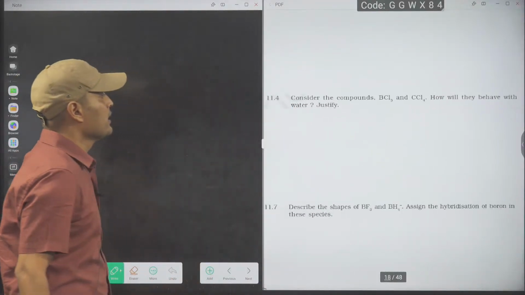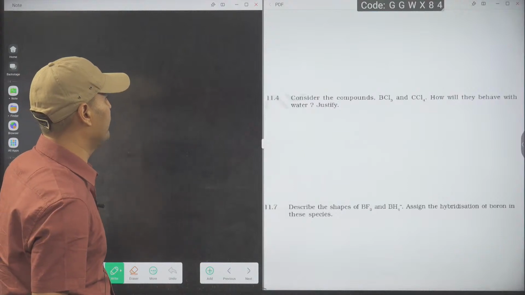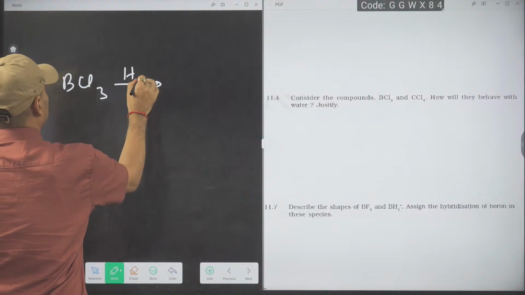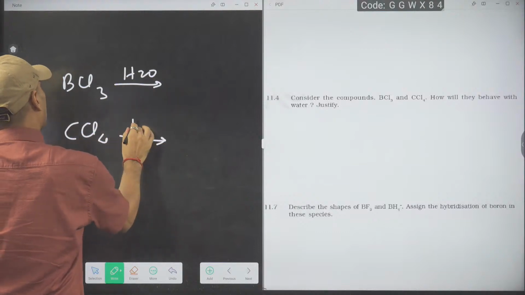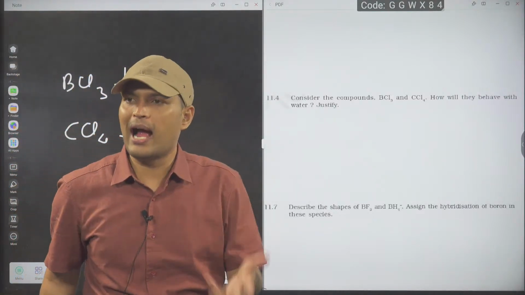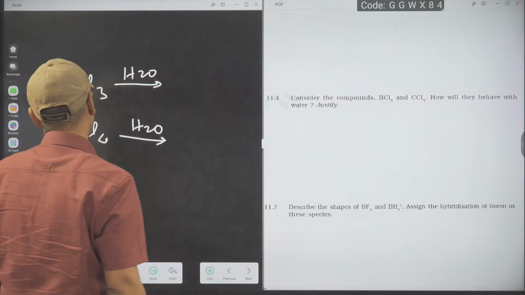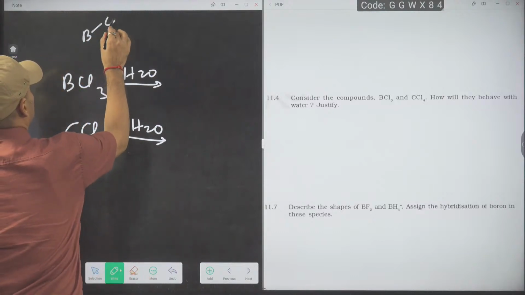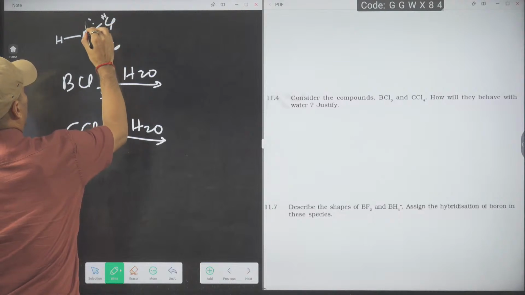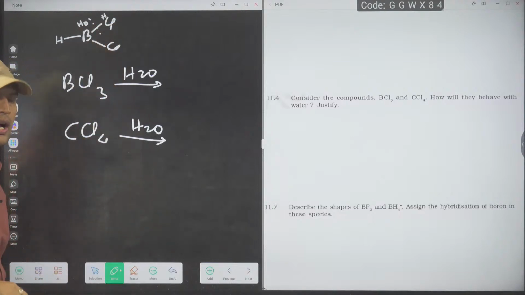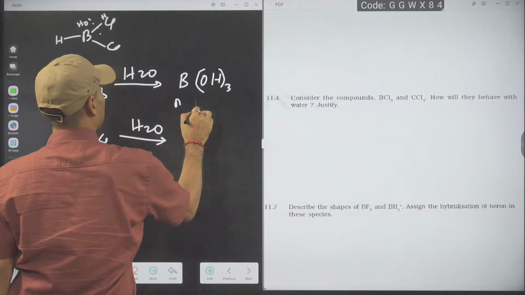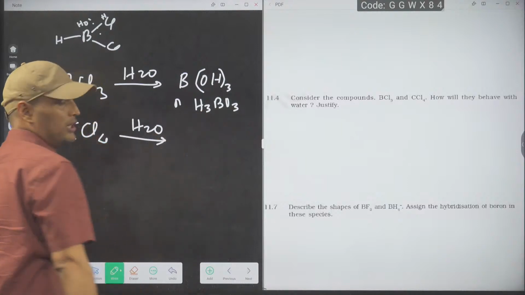Okay, next point. Consider the compounds BCl3, CCl4. How do they behave with water? Add water to BCl3, add water to CCl4. So this means they are talking about hydrolysis. BCl3, simple, see what to do. BCl3 with Cl, Cl, Cl. You think like this, sir, I will break HOH. I will do like this. Hydrolysis. So you will get B(OH)3, which is nothing else but boric acid, H3BO3.